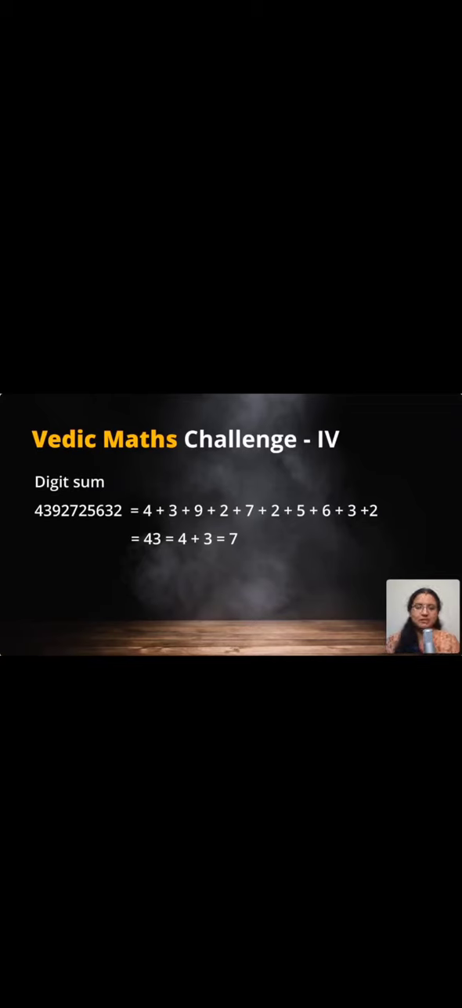So, this Vedic Math Challenge number 4, we call it digit sum. I'll tell you what digit sum is. You will see a large number on the screen, a very large number. What we have done on the screen is we have added all the digits of these numbers. Finally, we ended up at 43. Again, we added 4 and 3 to arrive at the answer 7.